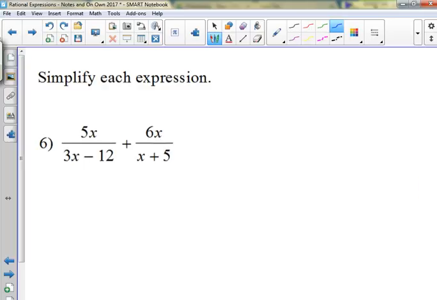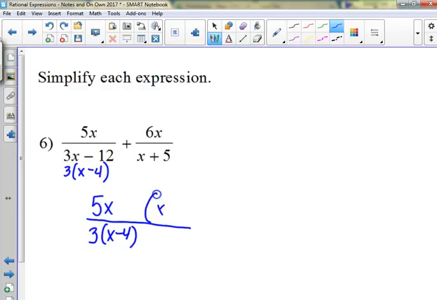Okay, what's going on this time? This factors 3 with x minus 4. Does that help anything? No. Well, yeah, you could factor it or not factor it. It isn't going to matter. What does this one then need to be multiplied by? X plus 5 over x plus 5.